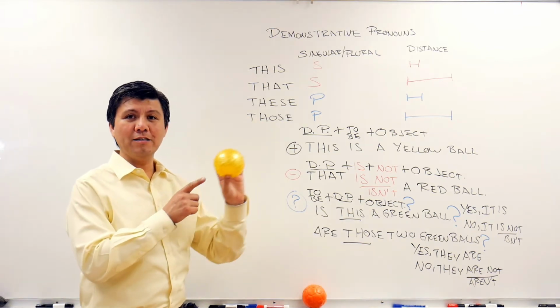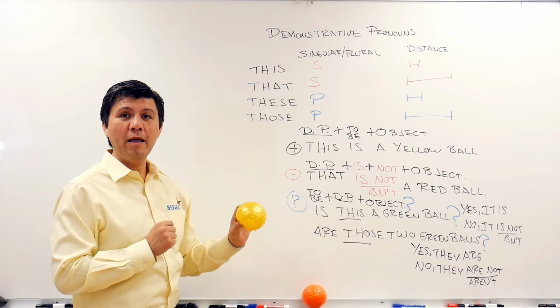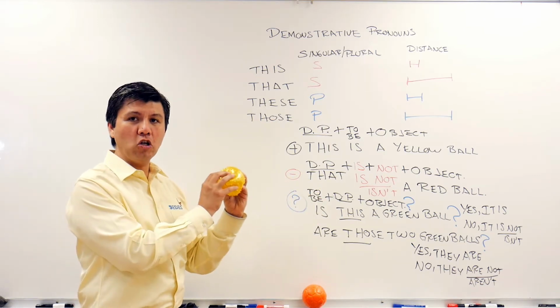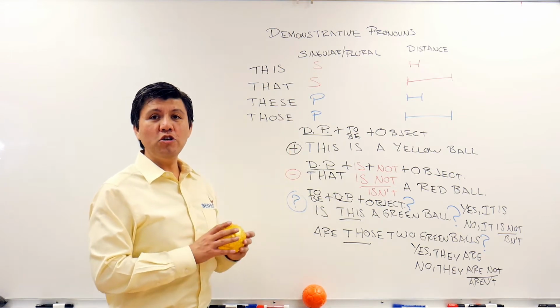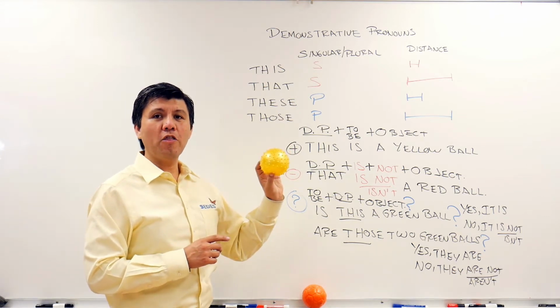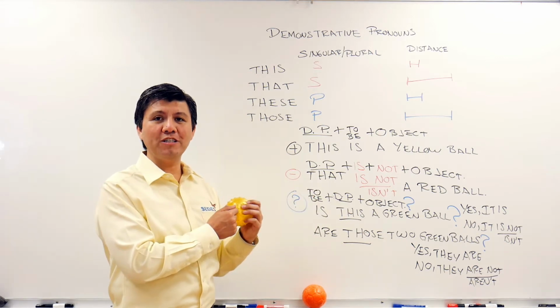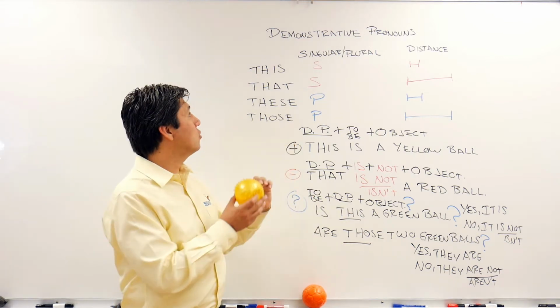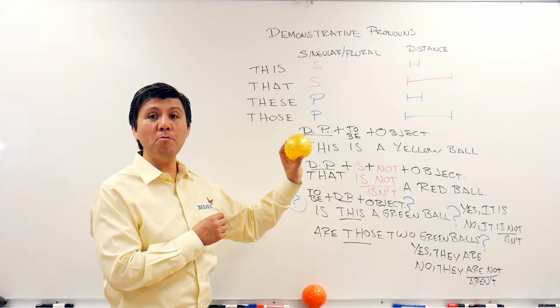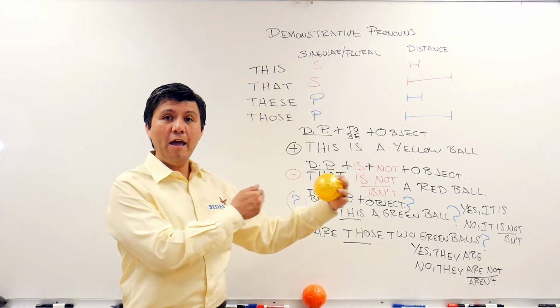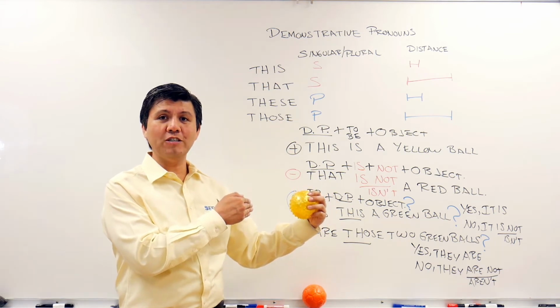First, let's look at this. I have a ball. It's 1. And the distance between the ball and I is short, so I can touch it. This is used for objects that are singular and that are in a short distance, like this ball. So this is a ball. This is a ball, singular, and it is in a short distance.